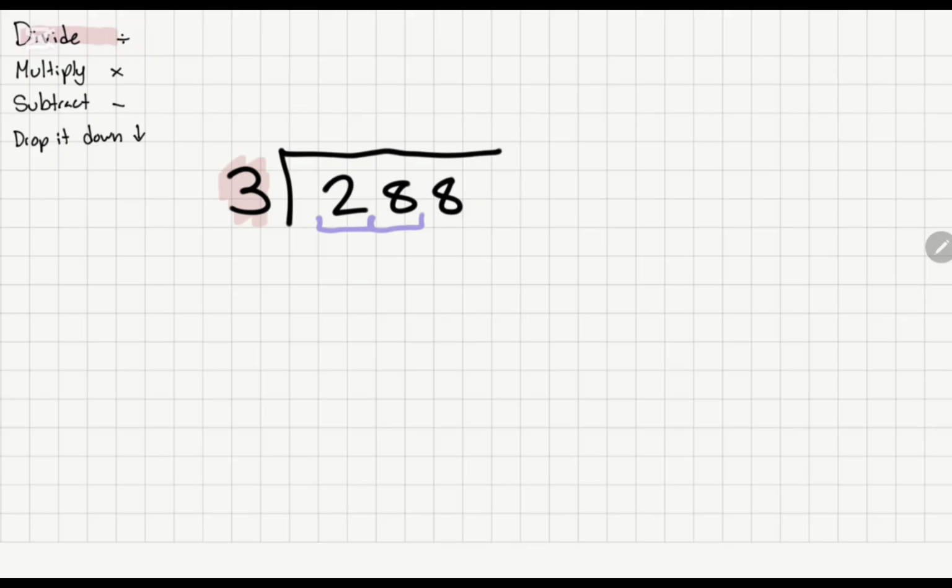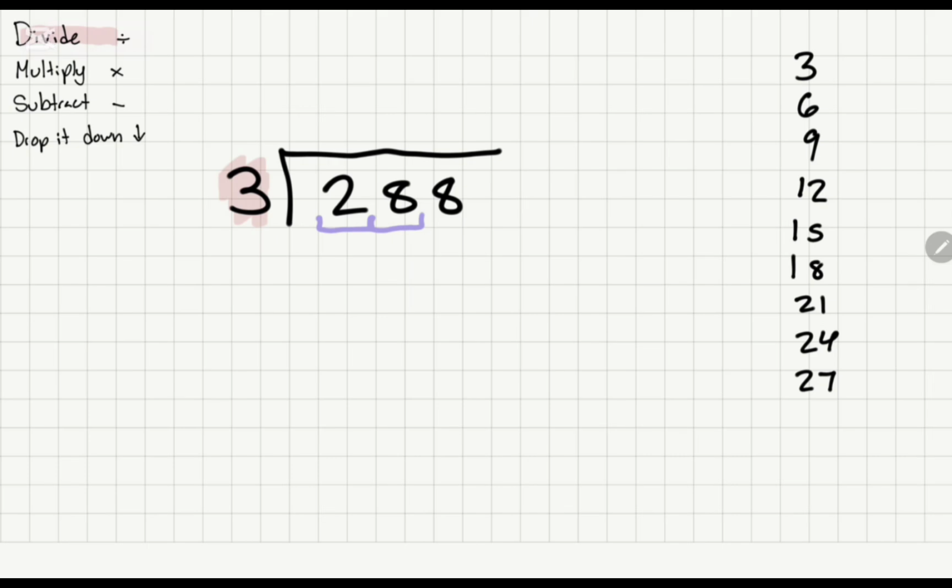So if I were to write out the 3 times tables, until I hit a number that is underneath 28 but doesn't go over it, it would look like this. So 3, 6, 9, 12, 15, 18, 21, 24, and then 27. If I were to keep going, I would hit 30, but 30 is bigger than 28, so I know that we're not going to hit 30.